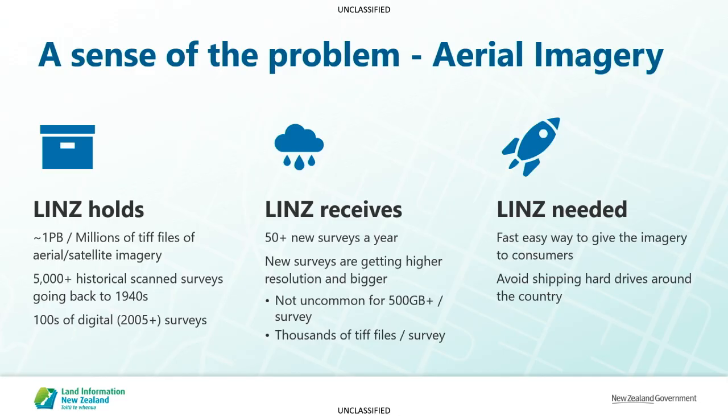So to give you a quick sense of the problem, we'll look at one of our basemaps, which is aerial imagery. We hold a lot of data. So we've got about a petabyte of mostly aerial imagery, but a little bit of satellite, 5,000 historical surveys that are scanned in there, and we get about 50 new surveys a year. So it's growing really quickly. And those surveys aren't getting smaller, they're getting higher resolution.